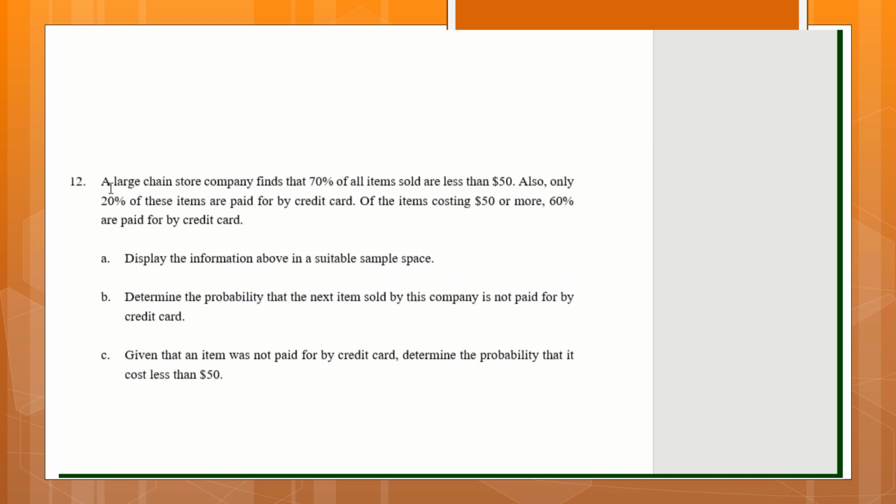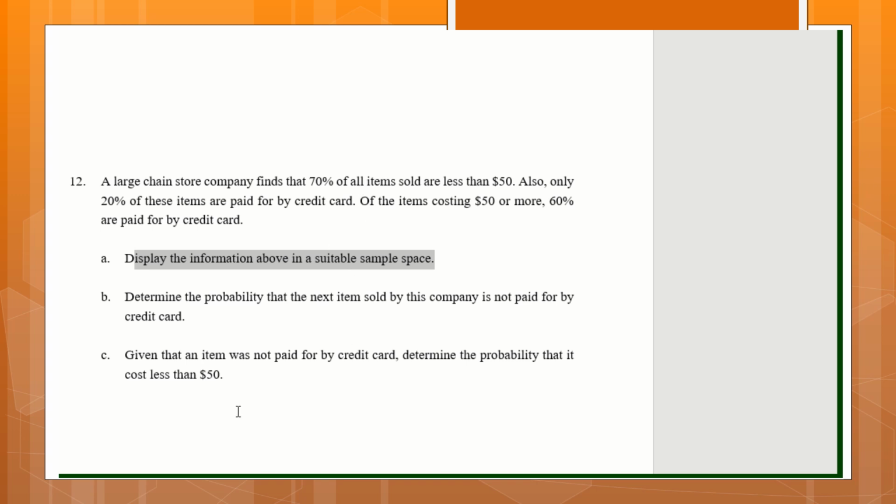Okay, this one: a large chain store company finds that 70% of the items sold are less than $50. Also, only 20% of these items are paid by credit card. If the item costs more than $50, 60% are paid by credit card. So this will be a tree diagram. I want you to try and draw that. Whenever you see events one after the other, it's always a tree diagram. So I want you to try and draw the tree diagram first, if you can, on your own. Determine the probability that the next item sold by this company is not paid by credit card.